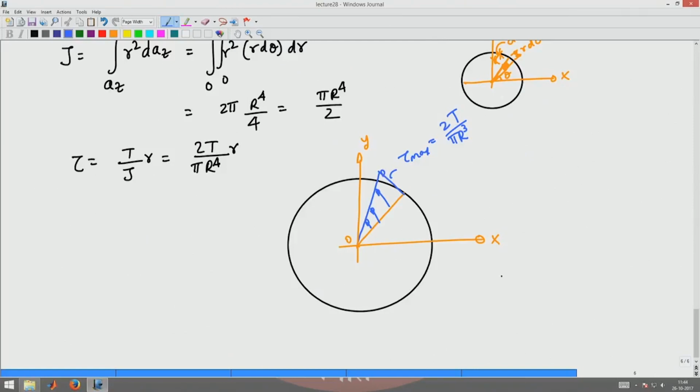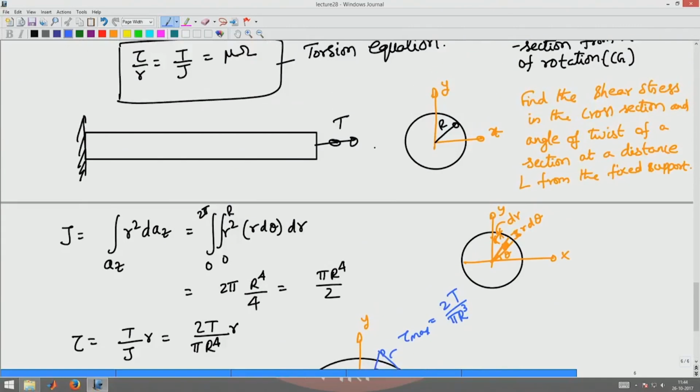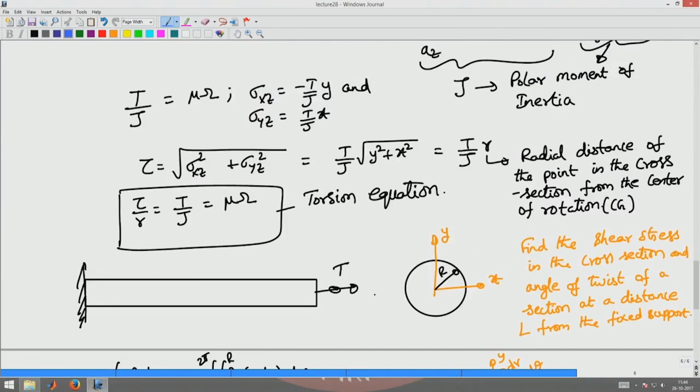Now what is the orientation of this? Here I drew it inclined. Why did I do that? Because now what I have is the magnitude of the shear stress, but the direction of the shear stress will vary depending upon the location, because there is a sigma xz and sigma yz component coming in here. Because of this, the direction will vary. The magnitude of shear stress will remain the same at a given radial distance, but the direction will vary depending upon its x and y location.